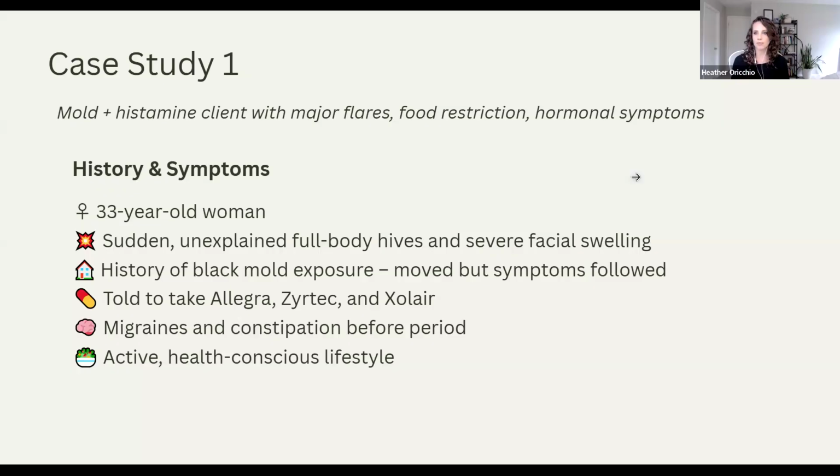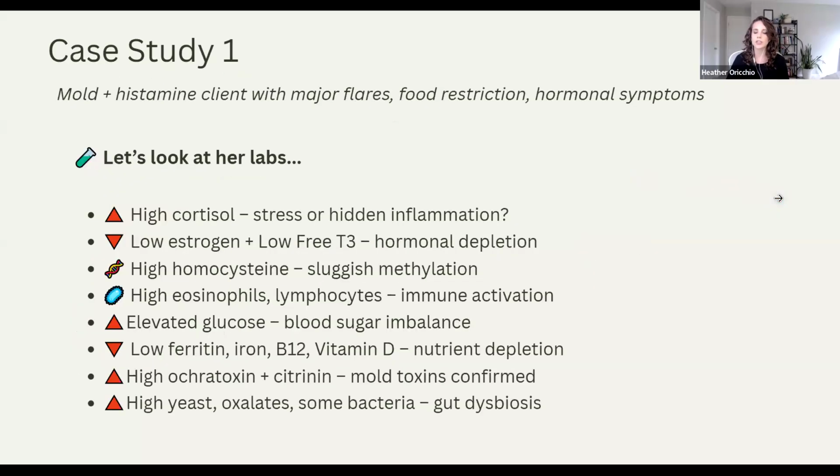But she still was an active person. She's a mom of 2 young girls. She liked to work out and go for runs. When we looked at her labs, I saw high cortisol. So I'm thinking, okay, is this stress related? Is this due to hidden infections and pathogens? She had low estrogen, low free T3.